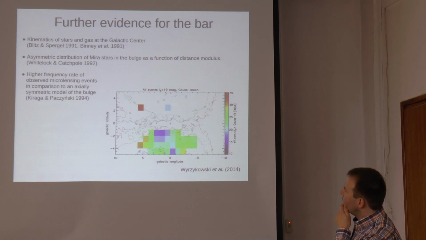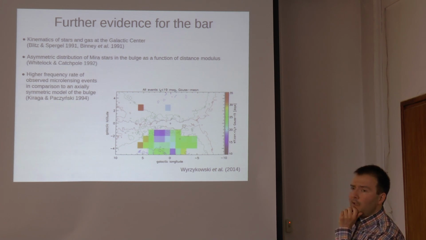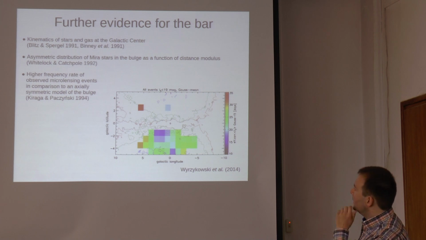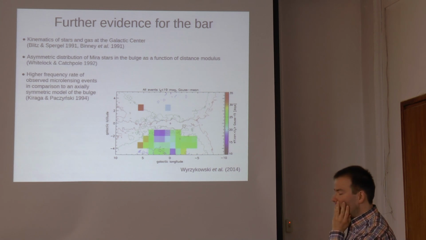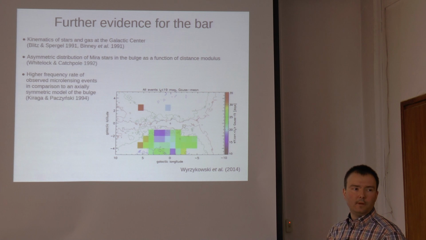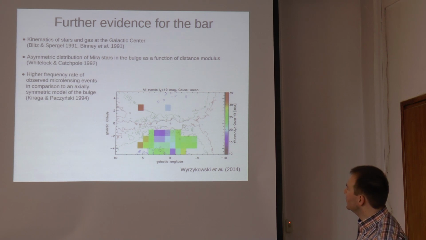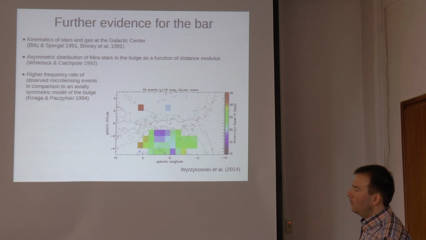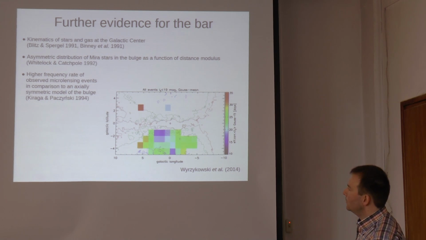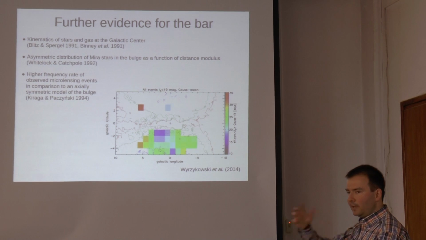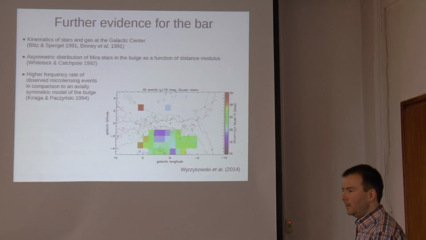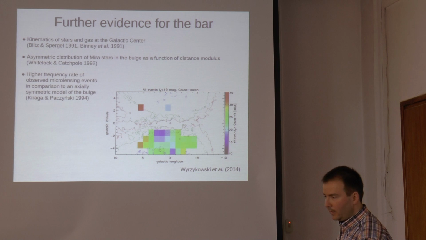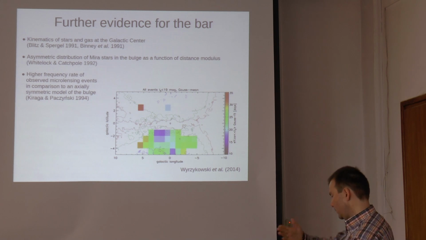And there was also something incorrect in the early years of looking for microlensing events. The number of observed microlensing events was too high, and it was too high once people assumed a spherical distribution of the central part. So this is another piece of evidence for the bar inclined, let's say, towards us.